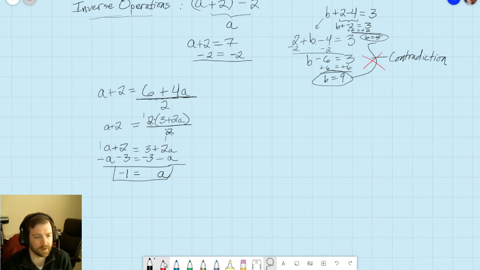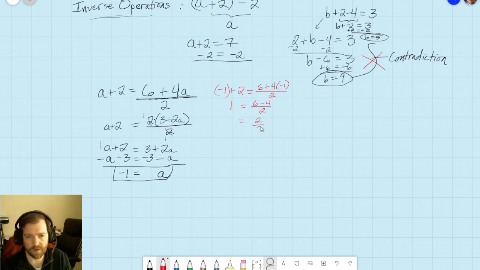And then we can prove it, or not prove. We can show that this works for this value, not function, equation, by saying, okay, if we do negative 1 plus 2 is equal to 6 plus 4 times negative 1 divided by 2. On the left, we get negative 1 plus 2 is just 1, is equal to 6 plus negative 4, 6 minus 4, is going to be 2 over 2, which is 1.